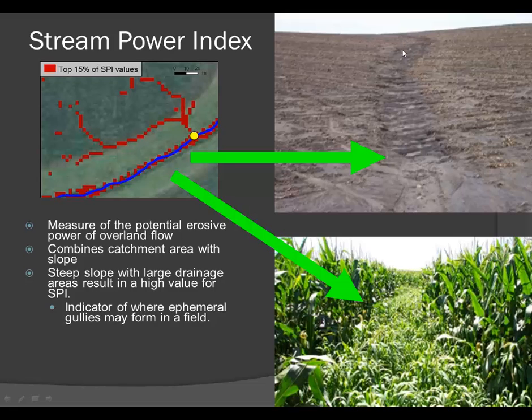So you can see that these cells here have many cells spilling into them, and this hill slope is relatively steep. So it's an indicator where a gully may form, and here's an example of that during the growing condition where there's significant gully formed.